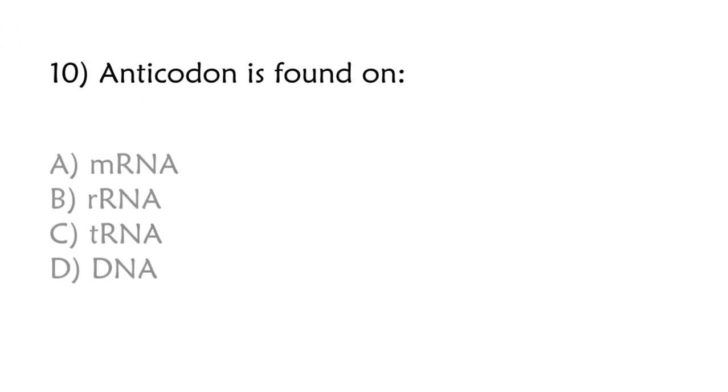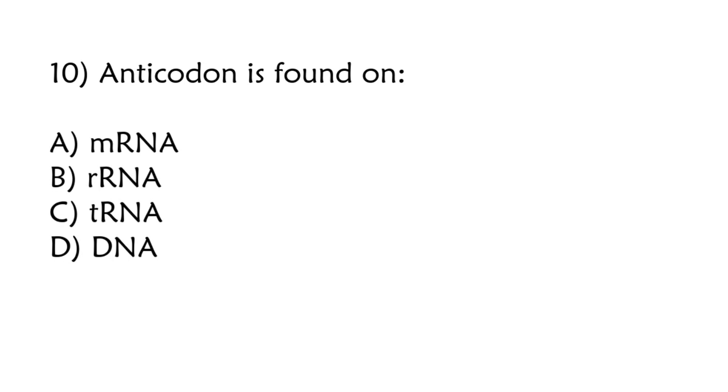Anticodon is found on mRNA, rRNA, tRNA, DNA. Correct answer is option C, tRNA.